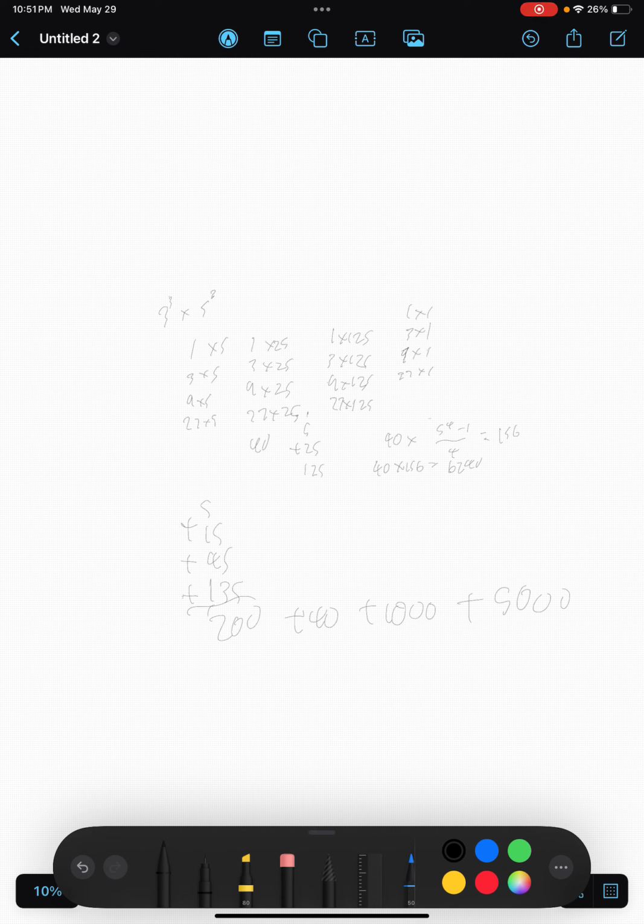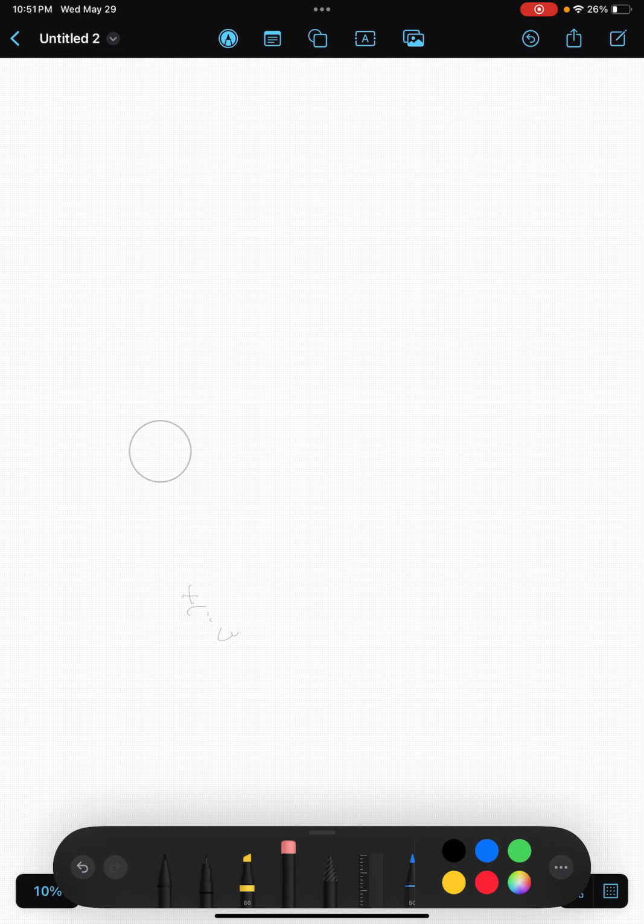Anyways, now that we've proved that these powers can be added together, we can now equate it to the prime factored version of the powers, right?